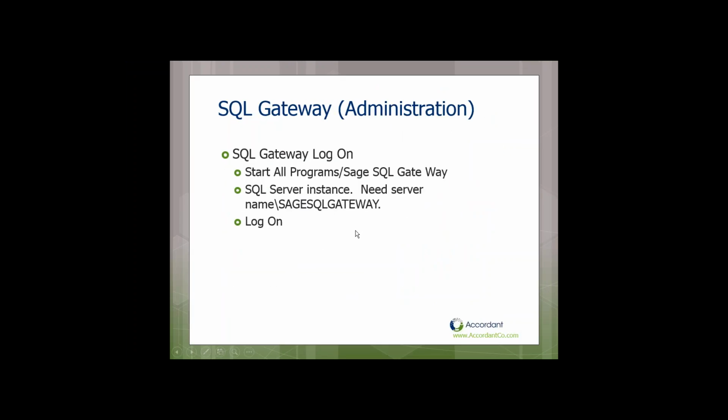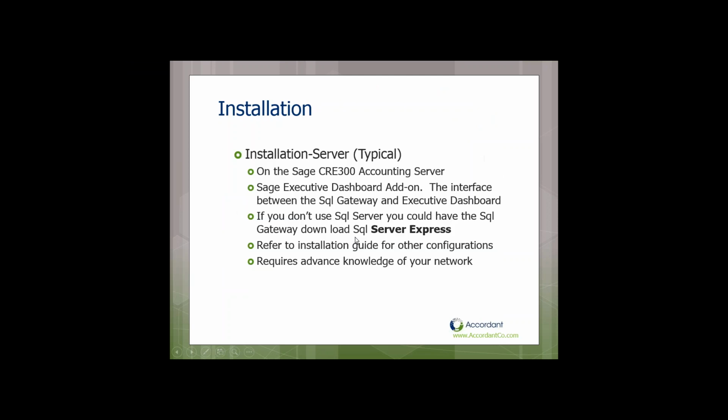So once we've defined the administration, let's talk about the installation. A typical installation is you put it on your Sage 300 accounting server. The other component that we'll need is the executive dashboard. Keep in mind the gateway and the executive dashboard are 2 different installs, and the add-on is basically the bridge between the gateway and the dashboard program.